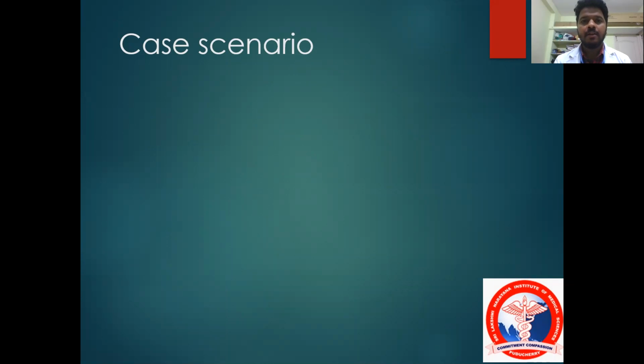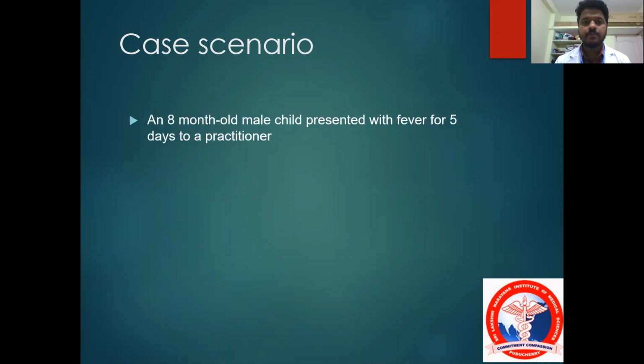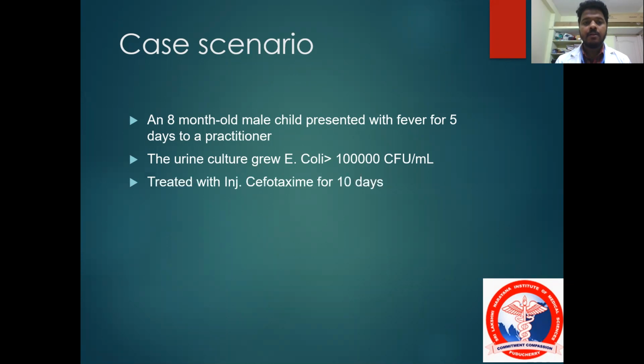Before going into the topic proper, first we will see some case scenarios regarding urinary tract infection. First, an 8-month-old male child presented with fever for 5 days to a general practitioner. The urine culture grew Escherichia coli more than 10 to the power of 5 colony forming units per ml. The child was treated with injection cefotaxime for 10 days, but no further evaluation was done.